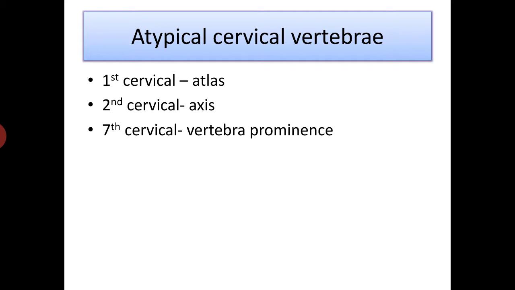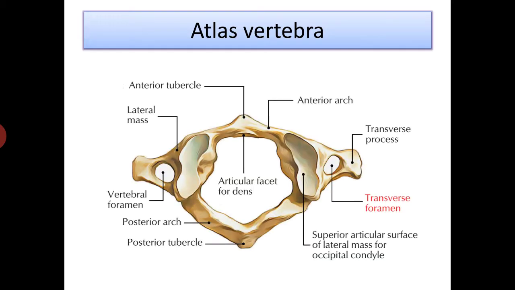And the second vertebra is called the axis vertebra, and the third atypical vertebra, that is the seventh cervical vertebra, is called vertebra prominens. Okay, because it has the prominent spinous process, and that is why it is called vertebra prominens. Now we'll see the features of the atlas vertebra, axis, and the vertebra prominens one by one.